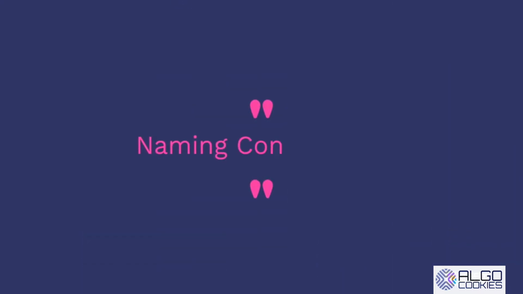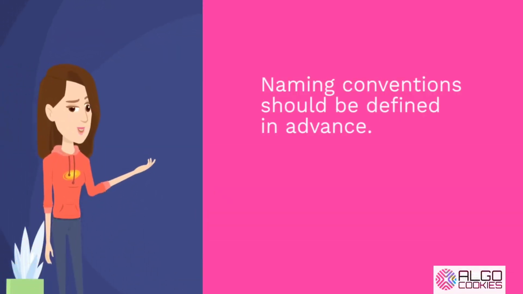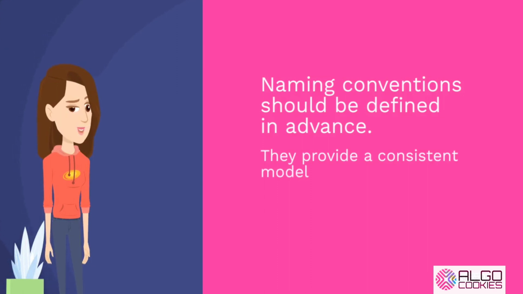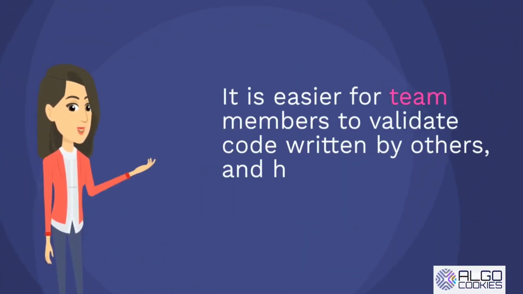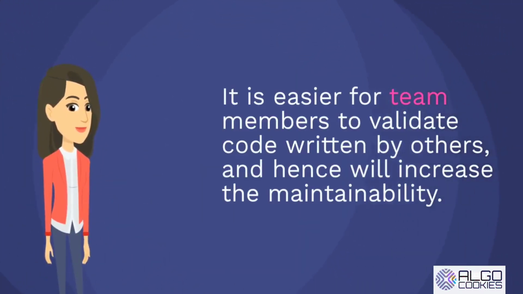Naming conventions. Naming conventions should be defined in advance. They provide a consistent model that helps the users to understand the system easily. It is easier for team members to validate code written by others, and hence will increase the maintainability.